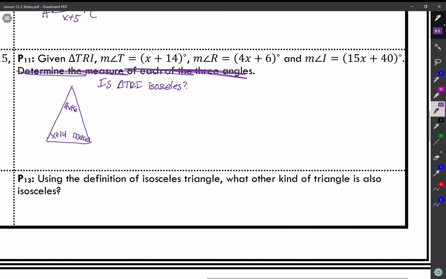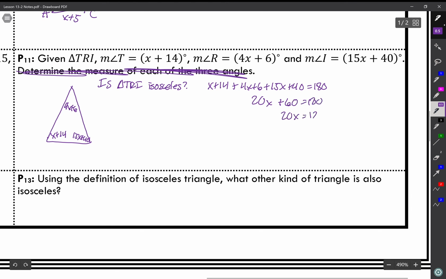I know the angles in a triangle add up to 180. So we can say x plus 14 plus 4x plus 6 plus 15x plus 40 equals 180. So let's do some combining. This gives me 20x. 14 plus 6 is 20, plus 40 is 60. 20x is equal to 120, so x is equal to 6.